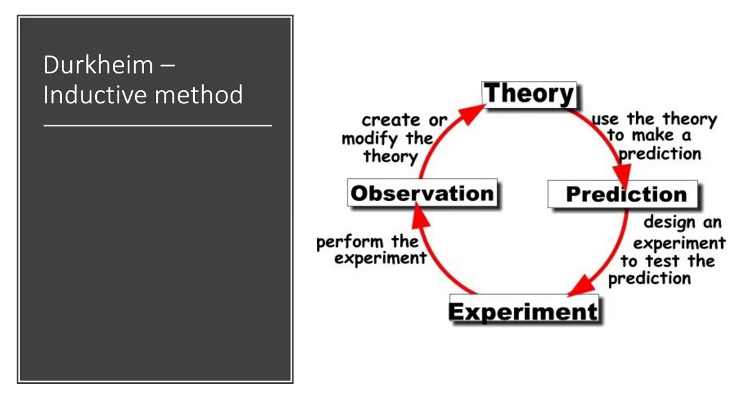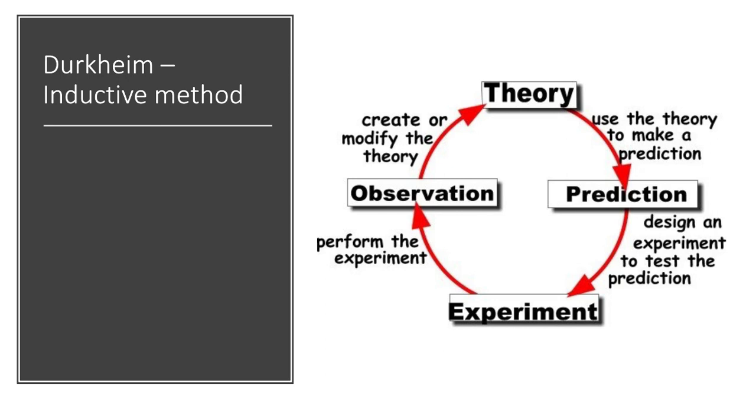Now, Durkheim believes we would do this using an inductive method. This is what makes it scientific. We have a theory, we have an idea, and we use this theory, this idea. To use his would be suicide, to use mine would be there's an educational difference between boys and girls. I don't know what that is yet, but I make a prediction based on this theory, and I design an experiment.